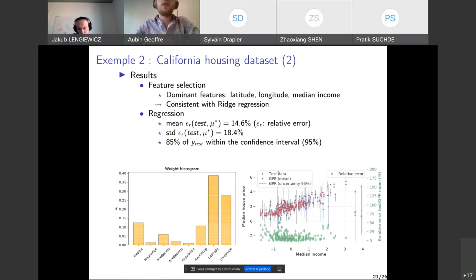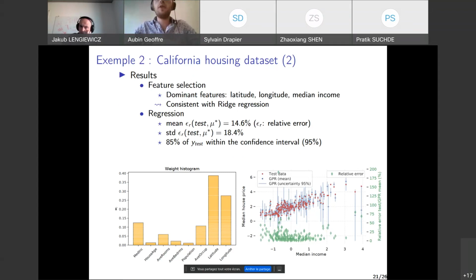For feature selection, we can see the dominant features are the latitude, longitude, and then the median income. And it's interesting because those results can be compared with ridge regression ones, because this data set is used as an example data set. Other people have analyzed it, and our results are consistent with the others.